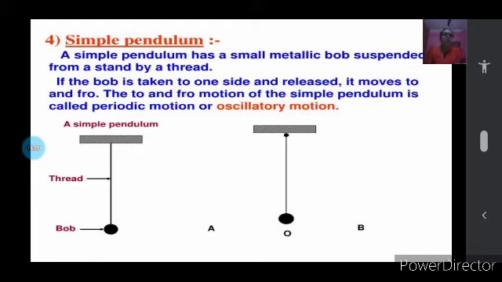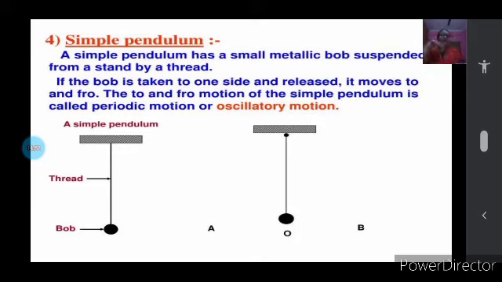Now, the common example for this is the simple pendulum. What is the simple pendulum, children? It has a small metallic bob suspended from a stand. You can even try with a thread and stone, make it oscillate and learn. But as such, in a simple pendulum, there will be a metallic bob and a string. If the bob is taken to one side and released, it moves to and fro. To means to one side, and again it comes back to the other side also. The to and fro motion of the simple pendulum is called periodic motion, and it is also called oscillatory motion.